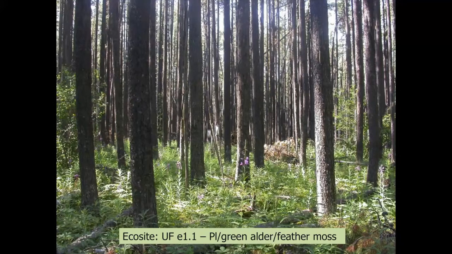And I always think it's a good idea to start off by giving you a visual of our study area so that you can try and maybe transplant yourself there, see what these forests look like, compare them with what your image or your perspective is based on, maybe what your research sites look like. And so here you can see it's definitely a lodgepole pine dominated overstory. We had basically 99% lodgepole pine in our stands. And for people that like to think about eco sites, we're in a UFE 1.1 lodgepole pine green alder feather moss system. So as you can see in our forest floor, it's a medium richness site.